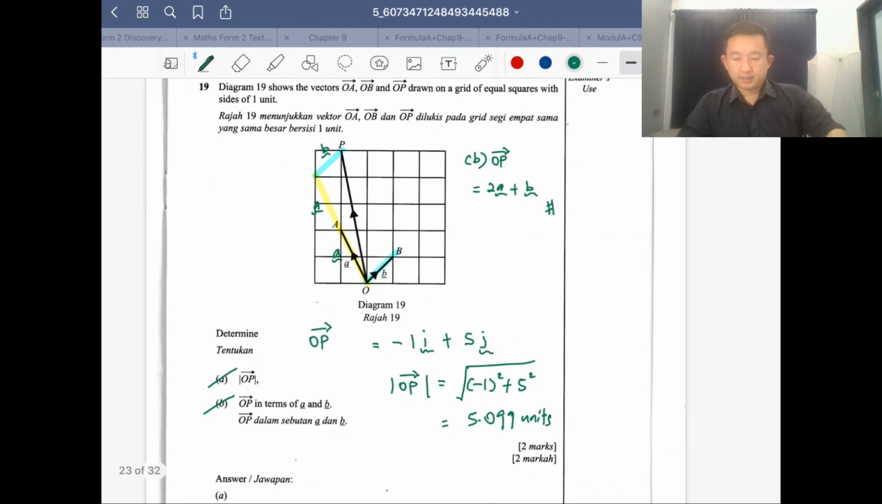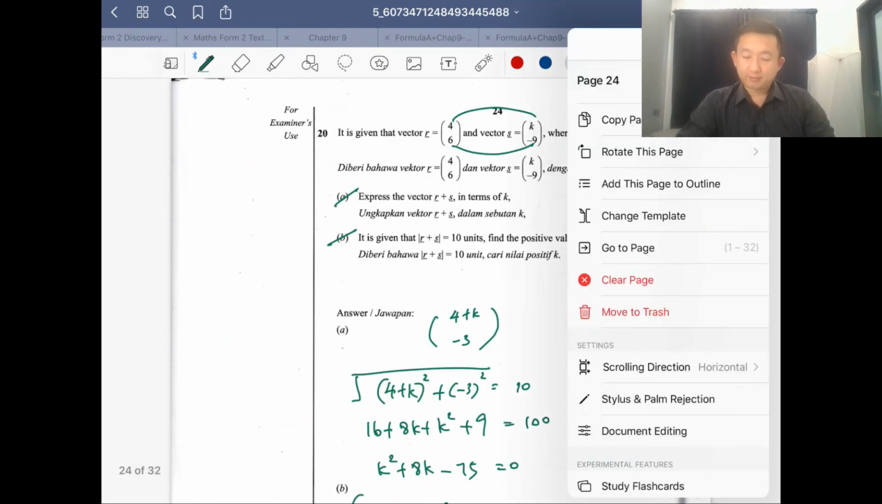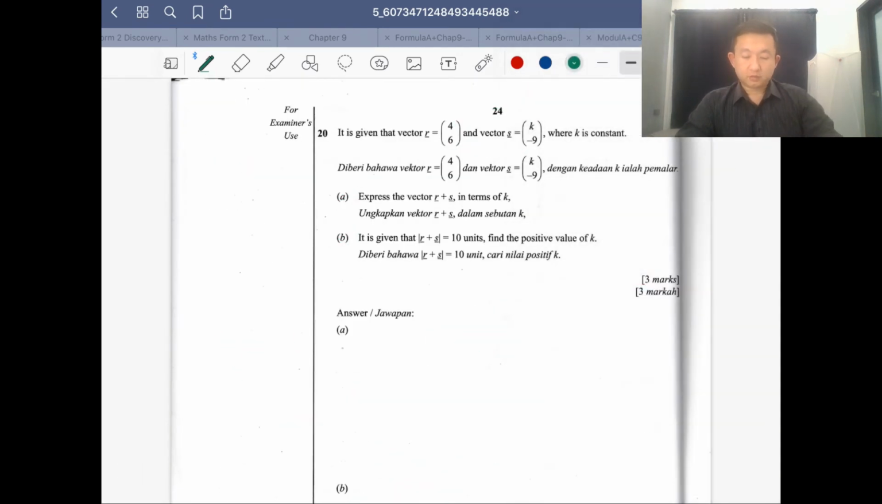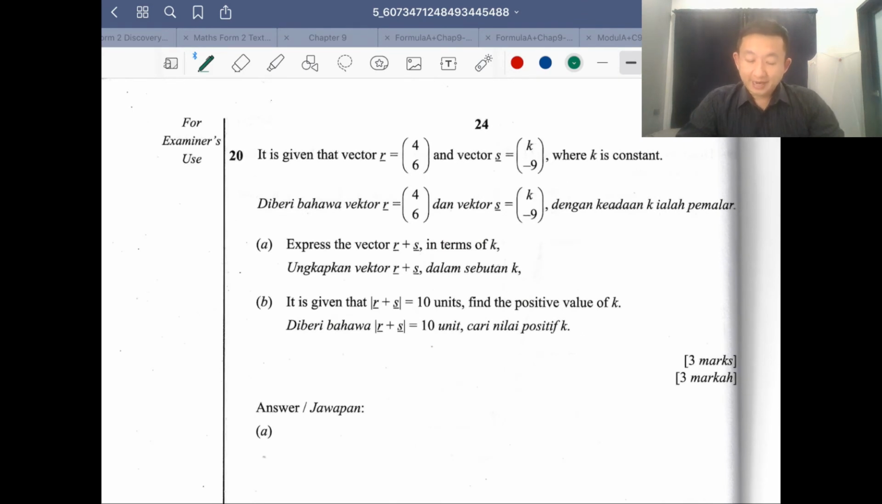Okay. Question 20. It's given that vector r and vector x are given. Express vector r plus x. So you just have to add up together in terms of k. So 4 plus k, it is still 4 plus k. 6 plus negative 9, negative 3. This is the answer for a.